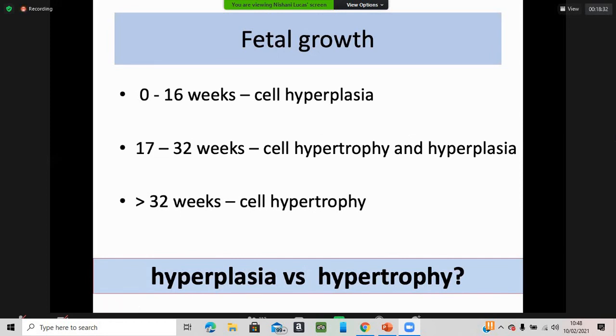So this might explain why an early insult will result in a global reduction or symmetrical growth restriction, whereas a later insult will result in asymmetrical growth restriction.